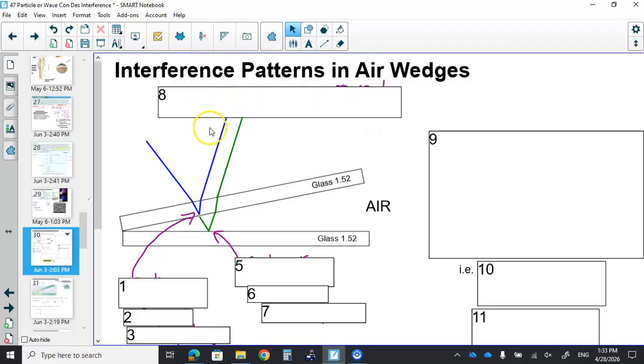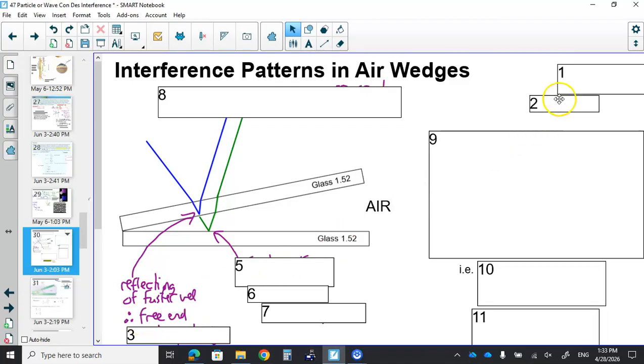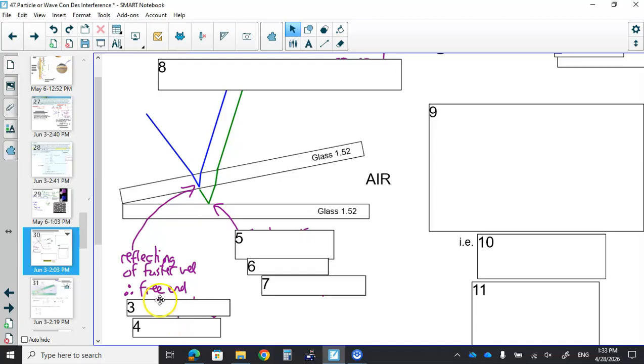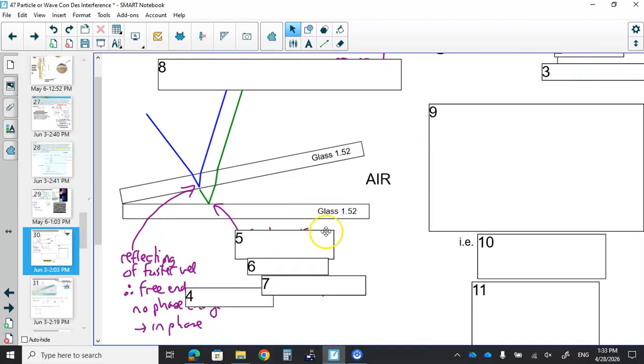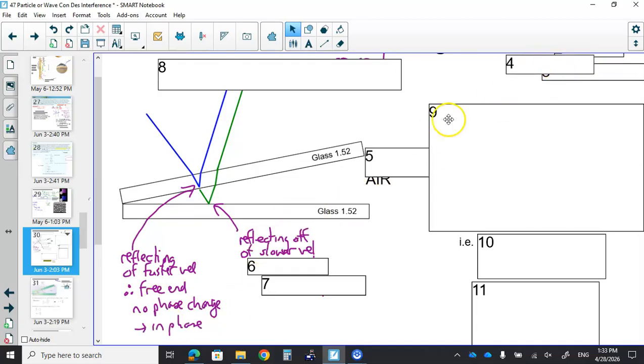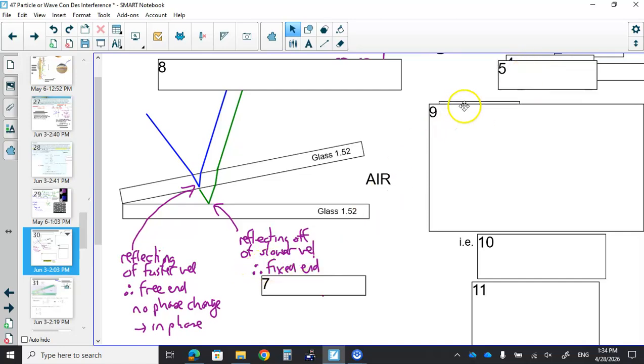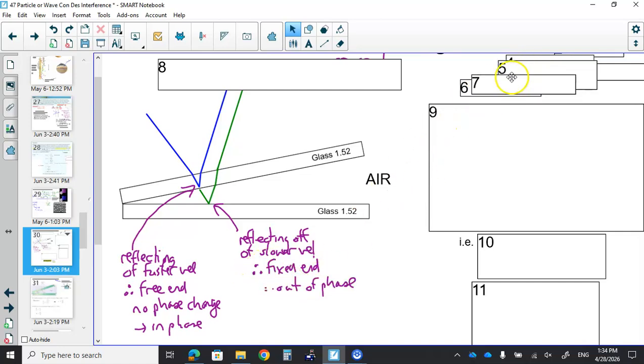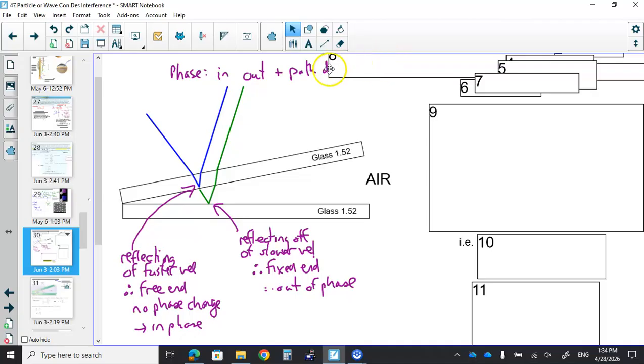Interference pattern in wedges. This isn't a ton different. This is basically the same as the soap film, but it slightly changes the types of reflections. So here you'd have a free end reflection there and a fixed end reflection there, right? This one would be no phase change from the original, so in phase we call it. This is a reflection off of a slower velocity, like a fixed end, so it'd be out of phase. And so, if this gap is really thin, these are going to be out of phase with each other, and so it would be dark, there'd be no reflection.